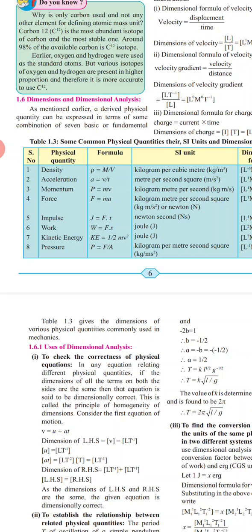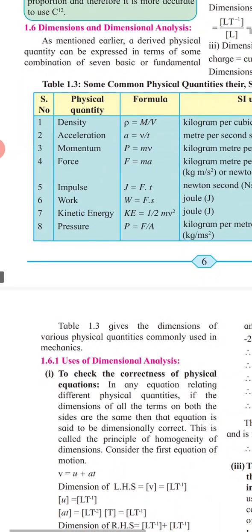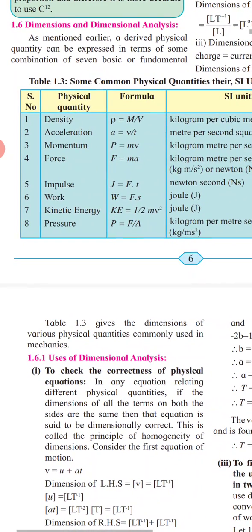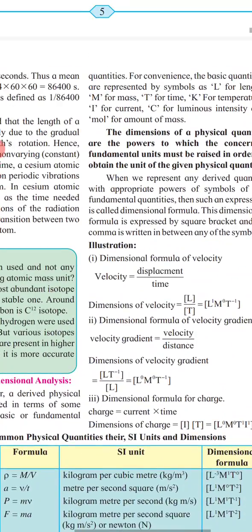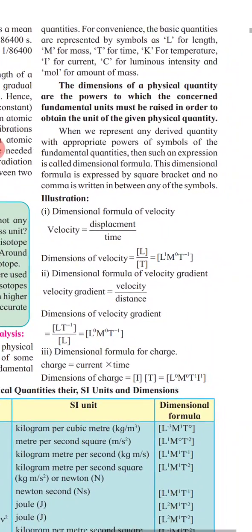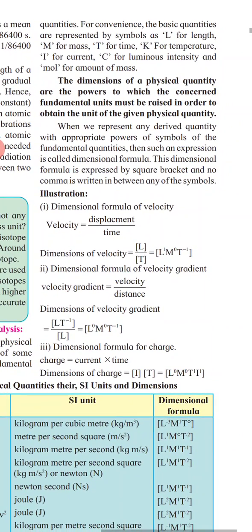As mentioned earlier, a derived physical quantity can be expressed in terms of some combination of the seven fundamental quantities. And for our convenience, the basic quantities are represented by symbols: capital L for length, capital M for mass, capital T for time, capital K for temperature, capital I for current, capital C for luminous intensity, and mole, in small letters, for amount of substance.